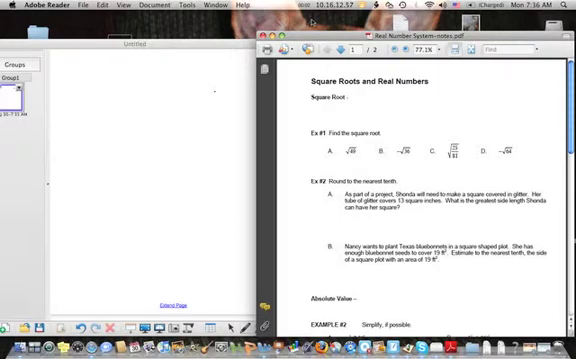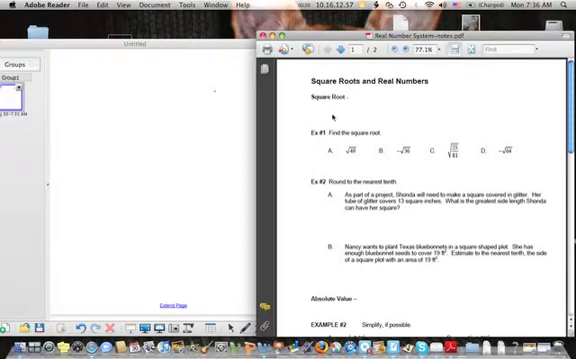Okay, these are notes for square roots and real numbers. These notes were taken on Wednesday, August the 25th. I'm going to do a few examples; I'm not going to go over every single problem. I'll be showing the notes here on this PDF, and then I'll be writing things over to the side.